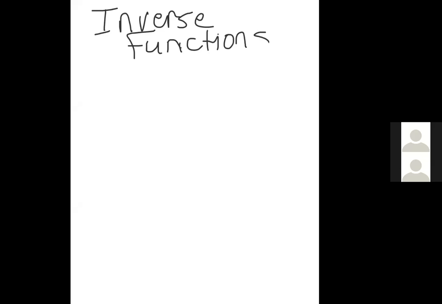Today, what we are going to talk about is inverse functions. This is actually what we're going to cover all week. Your assignments will be posted on Edsby, and there will be a quiz towards the end of the week.